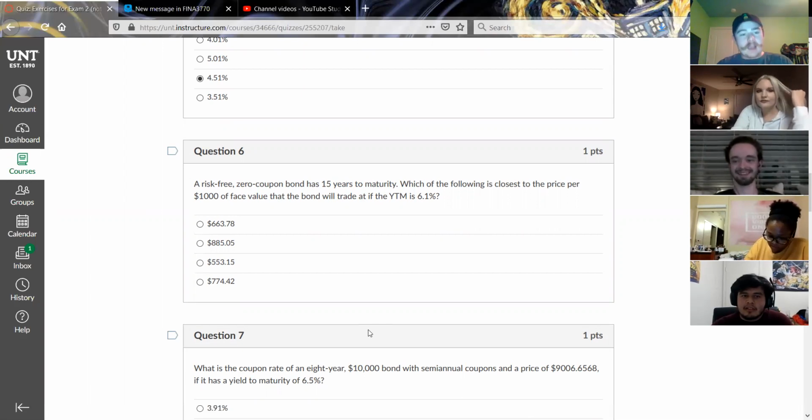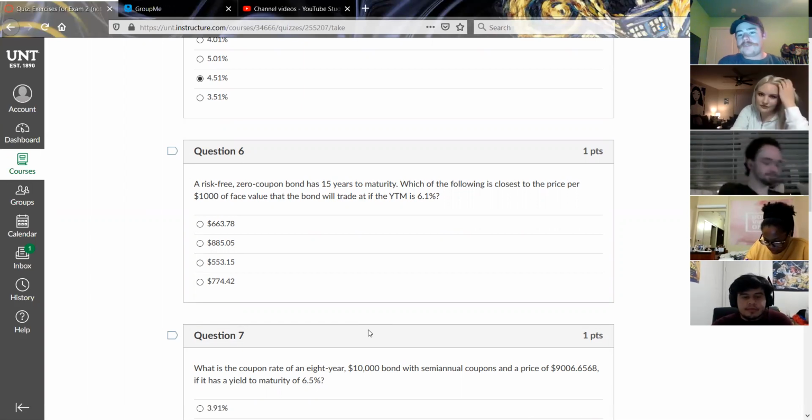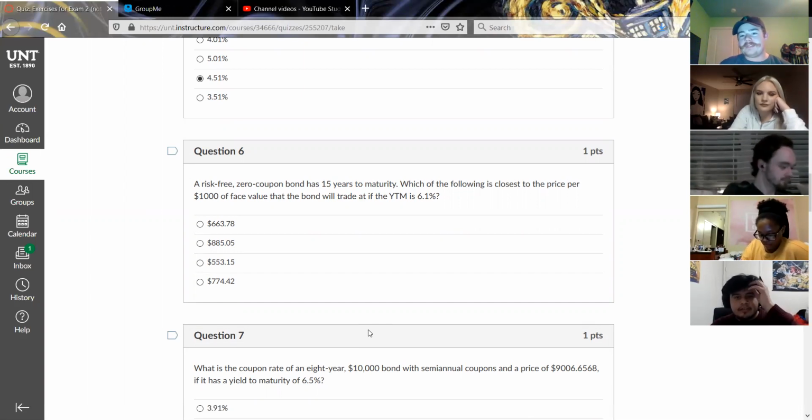You hate it here. A risk-free zero coupon bond has 15 years to maturity. Which of the following is closest to the price per $1,000 of face value that the bond will trade at if the yield to maturity is 6.1%?